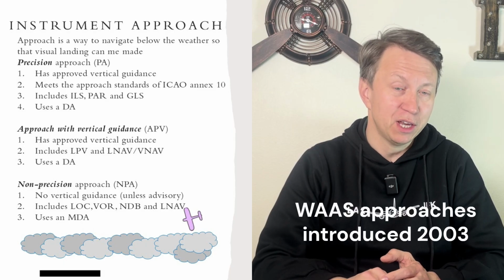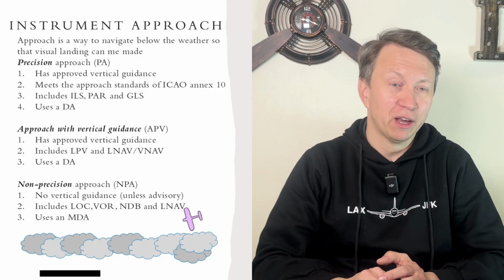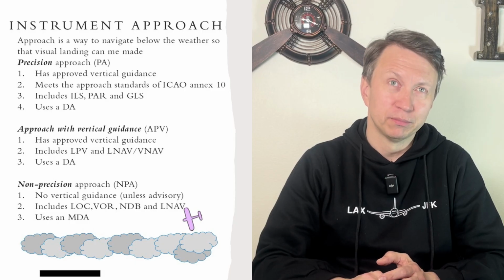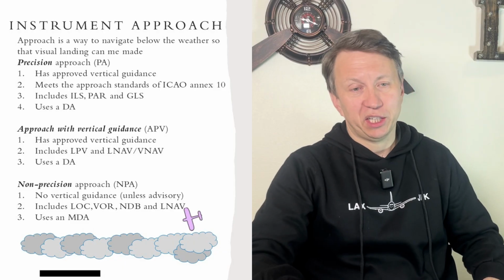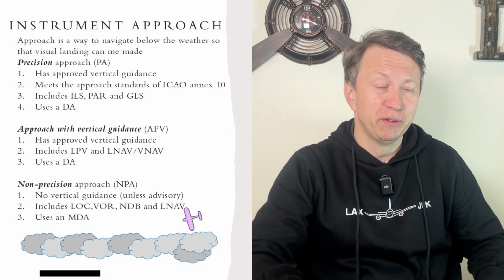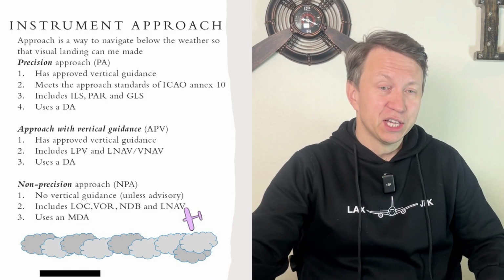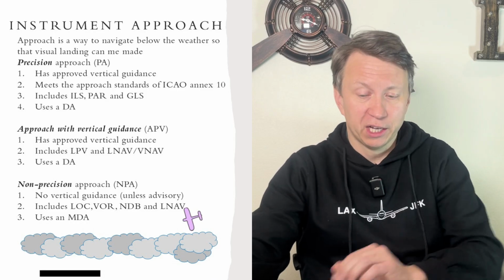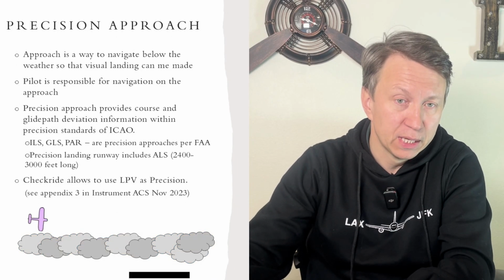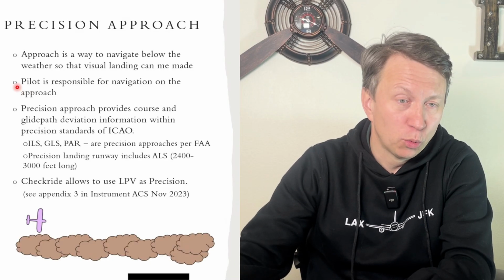Yes, so GPS is mostly what you'll have for those APV approaches. In fact, I do not believe there's any non-GPS approach that falls in APV. But again, DA, decision altitude, think of that as a precision approach with an approved vertical guidance. Now, so when we're navigating below the weather, the pilot is the one responsible. Once you are on an approach chart, you are the one responsible for navigation and staying clear of trouble.